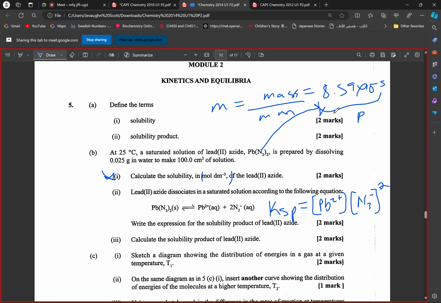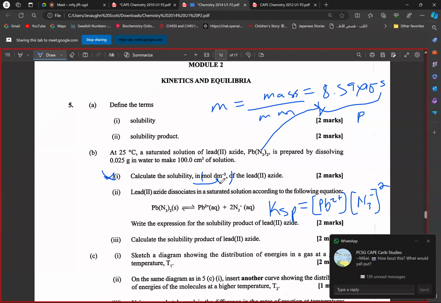So wait, sir, when they ask for the solubility, we're just calculating the concentration? Yes. The molar concentration. Because it has to calculate solubility in moles per dm cubed. What is moles per dm cubed? But molar concentration. So remember, solubility is the amount of solute dissolved in a given solvent. Therefore, when we're asked to calculate the solubility of a substance, we're asked to calculate the molar concentration of the substance. That should make sense now. Hopefully it's clicking.